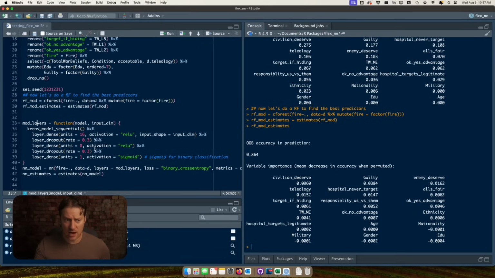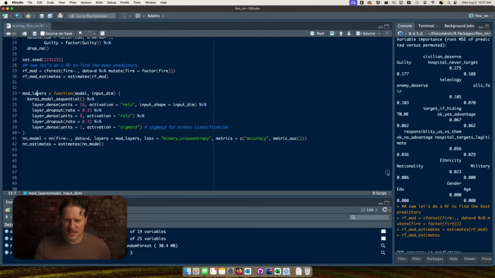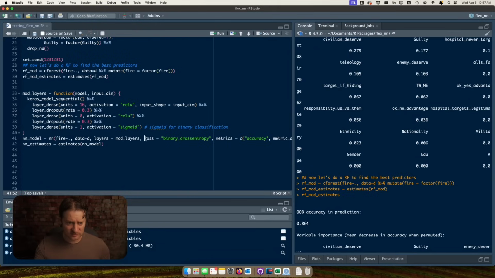Now let's see how the neural network does. And so I have created a function. You guys are going to love me, maybe. Although if you're using neural networks, you're probably using Python, so you might not care either way.